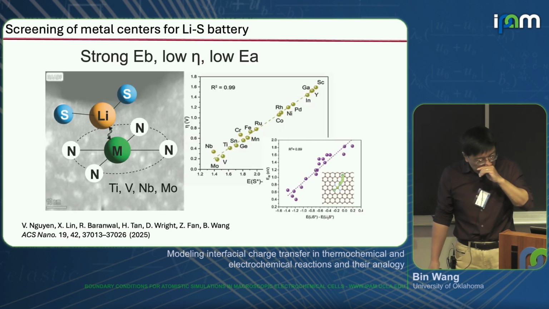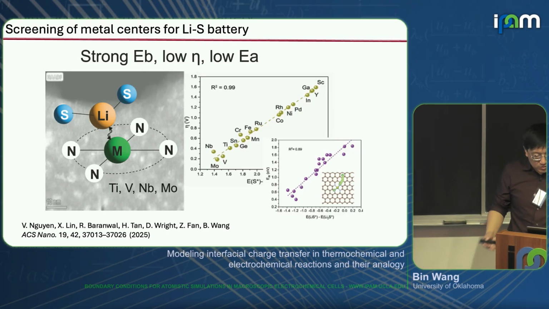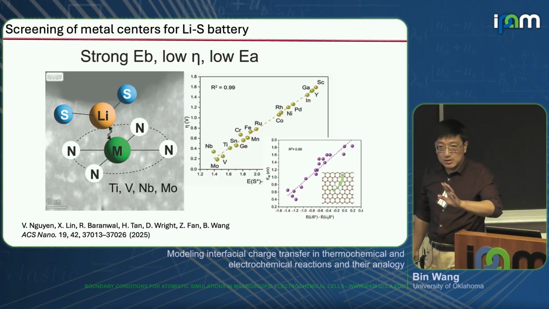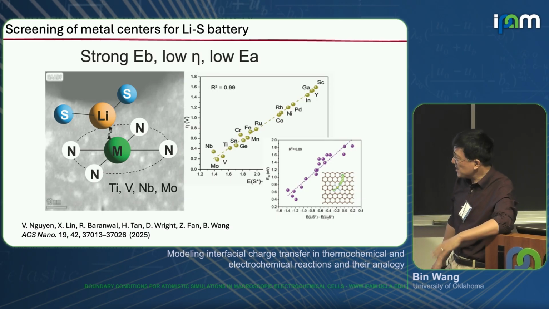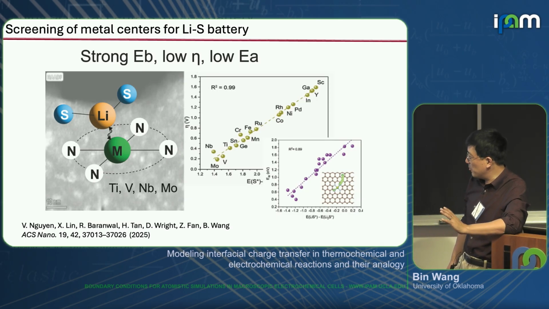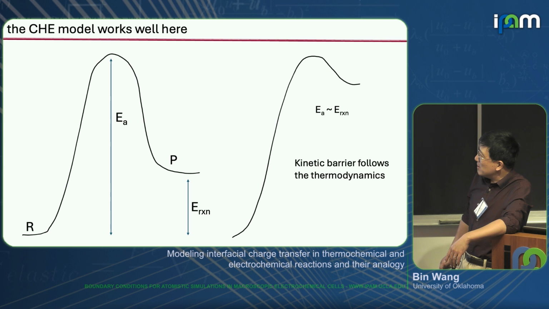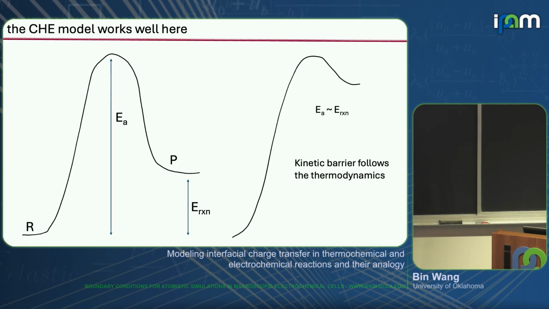So it's a little bit surprising that this simplified model, simplified calculation, can indeed predict the active centers. But I think the reason why it works is, first, we compare different metals. The solvation effect probably cancels out between different metals. That's one thing. And second, I think the reason why the CHE model works here is that the reaction is very endothermic during the charging process. So your activation barrier is very much the same as your reaction energy.